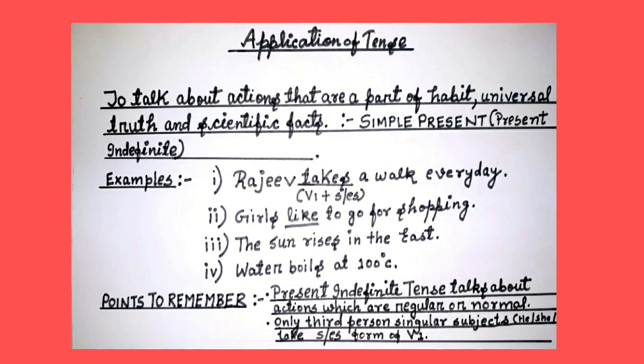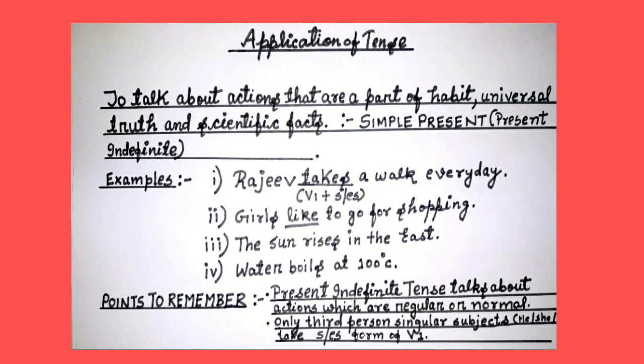Second example: girls like to go for shopping. Similarly, we have used the first form of verb, V1, that is like. Now see, there is a difference between the first sentence and the second sentence. Now here you need to pay a lot of attention.